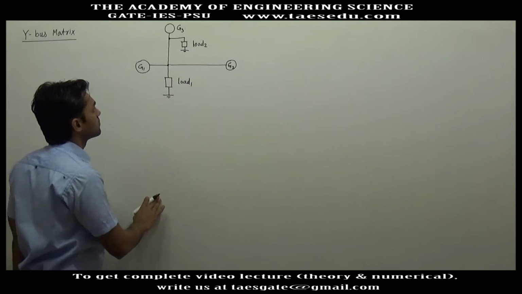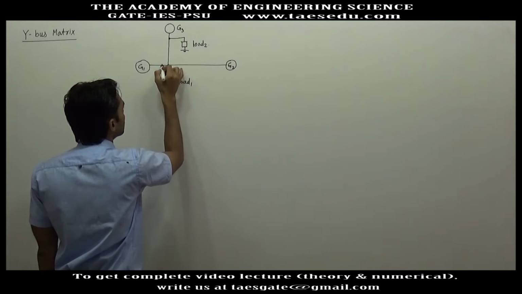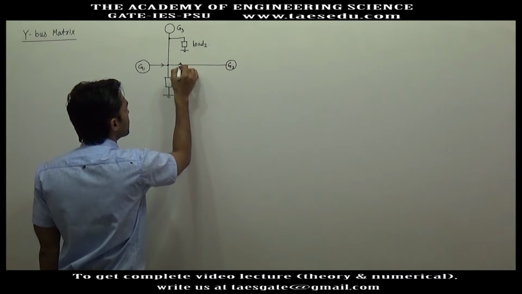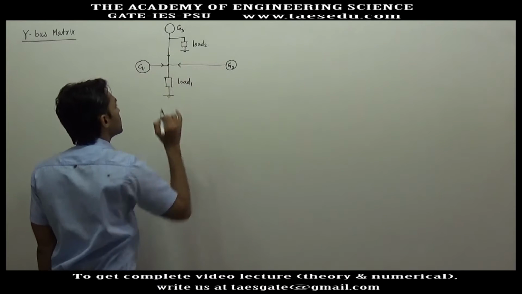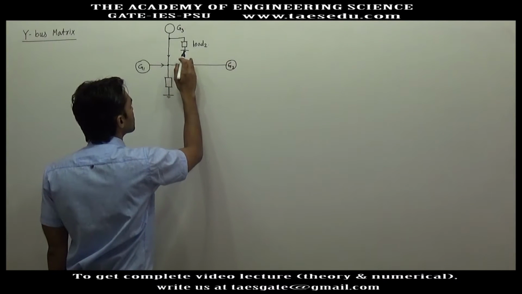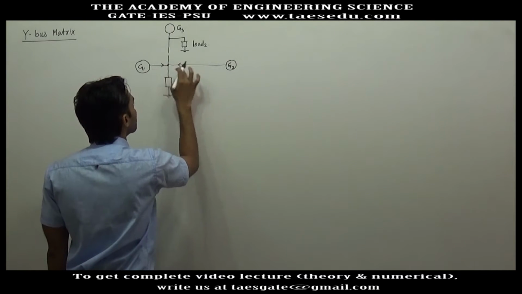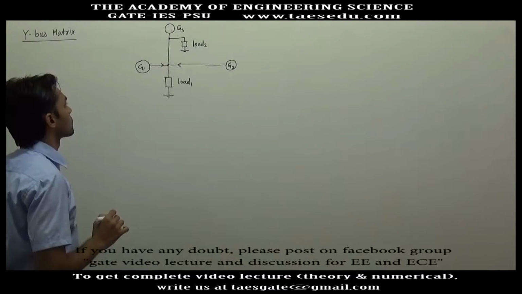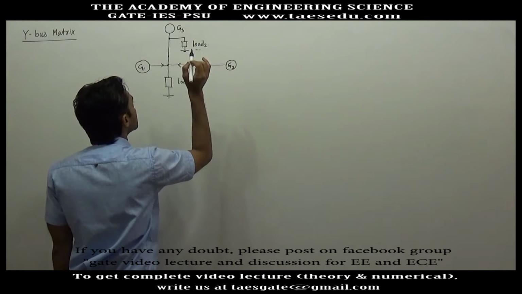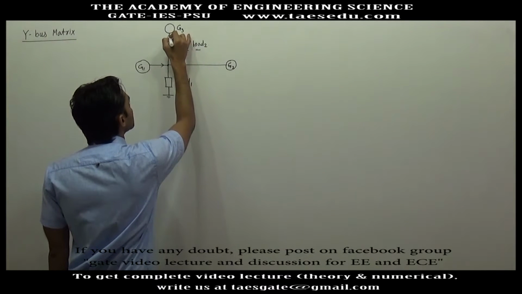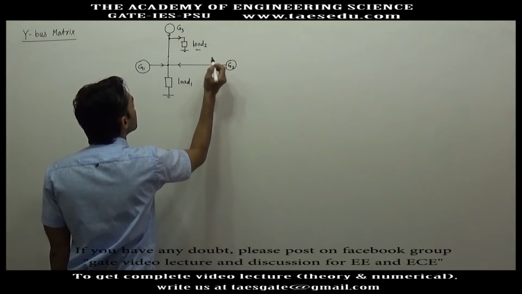A generator may supply many loads, and a load can take electricity from many generators. Like in this diagram, we have load 1, so it may take current from generator 1 also, generator 2 also. In some situation it may take electricity from all 3 generators. Okay, so let's say it is taking electricity from generator 1 and generator 2, and let's say load 2 is taking electricity from generator 3. So this load will take current from generator 3 and generator 2.